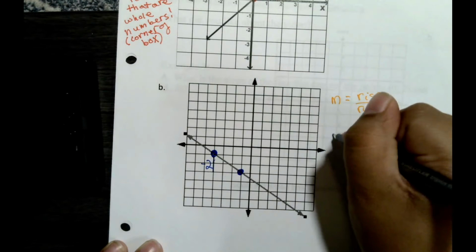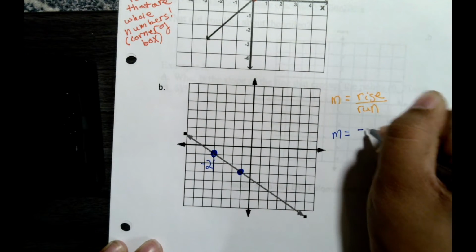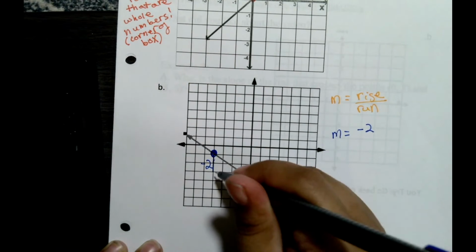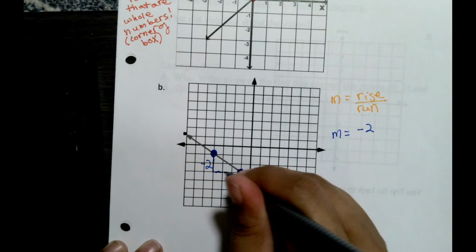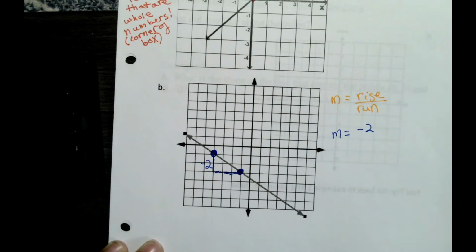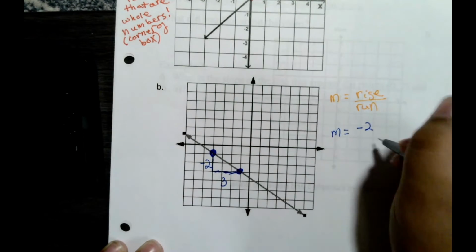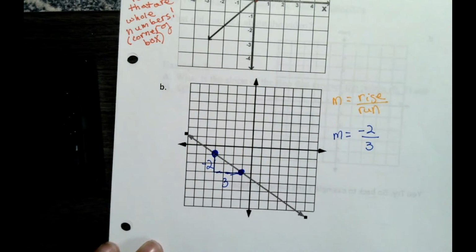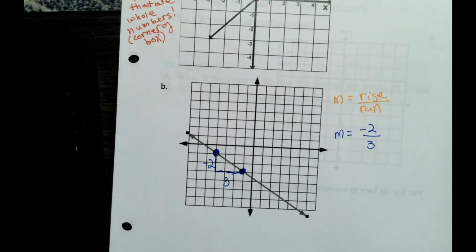So m is equal to, our rise is a -2, over our run, 1, 2, 3. So we ran over 3, but remember, we went to the right, so this is a +3. So this is over 3. -2 over 3 cannot be simplified, so our slope is -2 over 3.